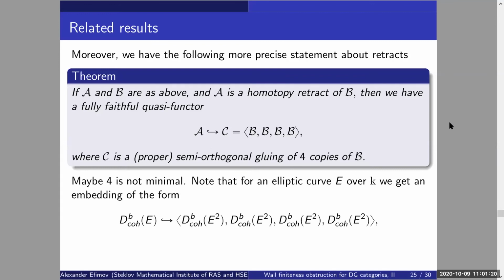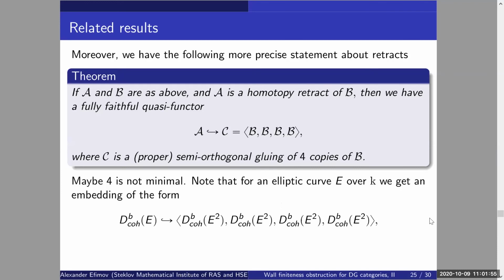And just an observation here that we can apply this, for example, to the case of an elliptic curve. Then, of course, E is a retract of E squared. I'm assuming elliptic curve means in particular it has a rational point, not just a curve of genus 1. Then E is a retract of E squared, so we can apply this result. And we see that the Debye of E is contained in this gluing of 4 copies of the Debye of E squared.